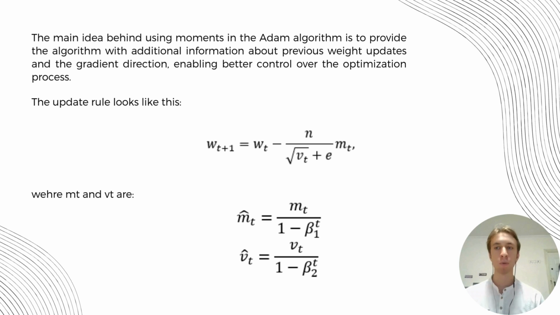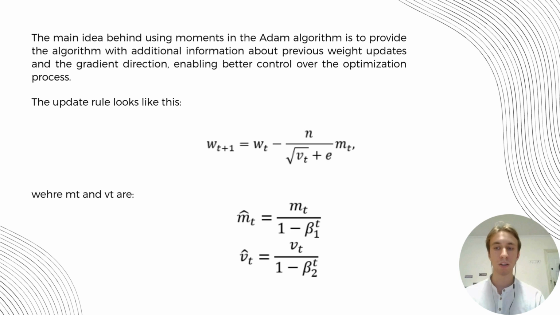The first and the second moments are statistical concepts. In the context of ADAM optimization algorithm, the first moment is used to estimate the mean value of gradients, which can be viewed as the rate of change of model parameters. And the second moment is used to estimate the variance of gradients, reflecting how gradients are spread out around the mean value. The main idea behind using moments in ADAM is to provide the algorithm with additional information about previous weights, updates, and the gradient direction, enabling better control over the optimization process.